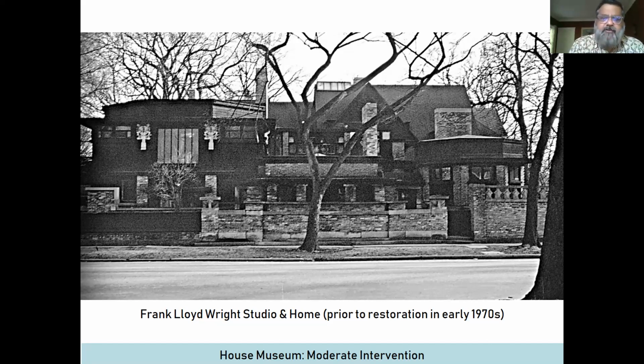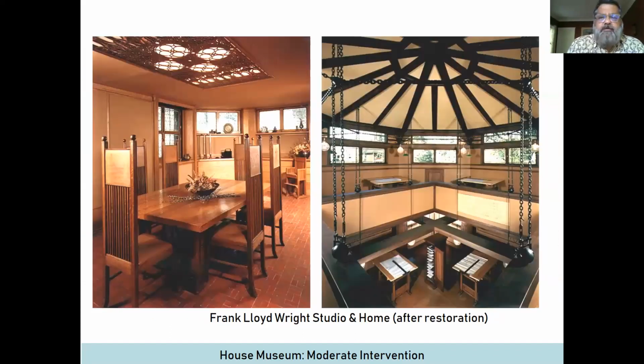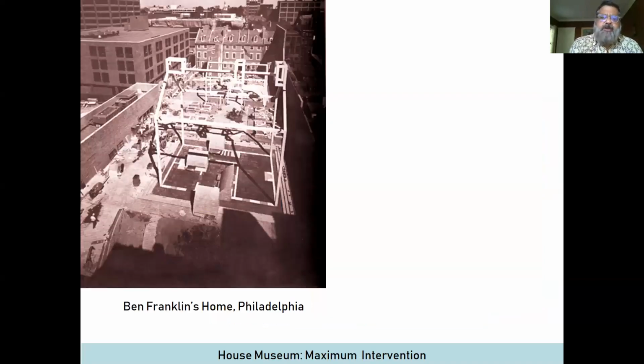So they adaptively retrofitted the building to the time when Frank Lloyd Wright lived in this building, and they acquired most of the historic furniture from extended family or people who had it, and recreated the house in its 1909 position. So this is considered a moderate intervention. Very quickly, a more extreme intervention would be an adaptive reuse where you're actually reconstructing the historic building, if you will.